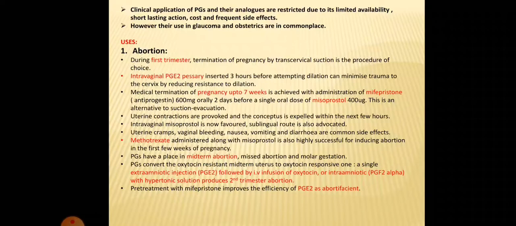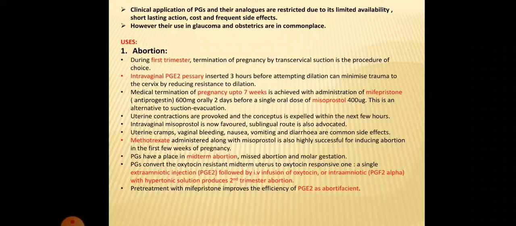Uterine cramps, vaginal bleeding, nausea, vomiting, and diarrhea are the common side effects. Methotrexate, administered along with misoprostol, is also highly successful for inducing abortion in the first few weeks of pregnancy. The prostaglandins have a place in midterm abortion, missed abortion, and molar gestation.